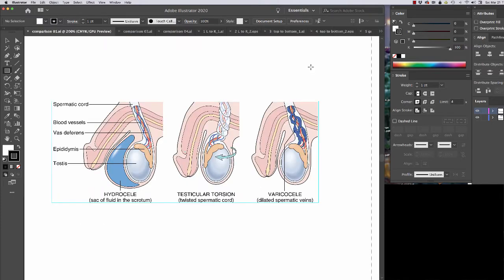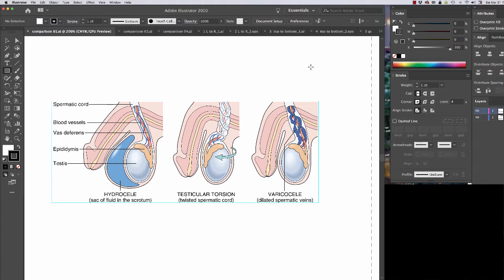Other medical illustrations, of course, are going to compare and contrast different structures. And you've already done some of this with your cell illustrations. Here we see an example comparing different medical conditions involving the testis, like hydrocele or testicular torsion, which is actually a rotation of the testis within the scrotum, which twists up its nerve supply and blood supply, or varicocele, which is an enlargement of the spermatic veins within the spermatic cord.